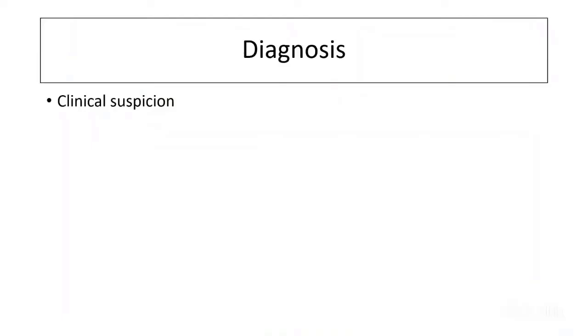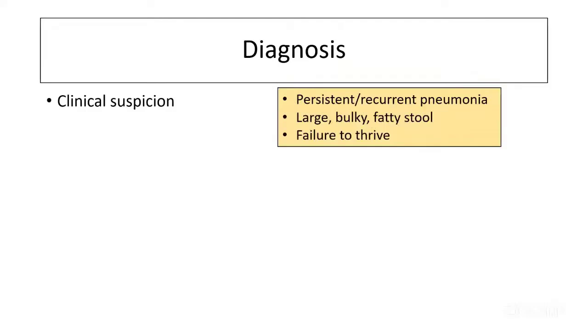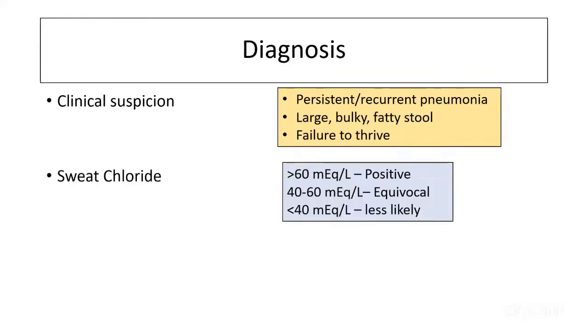Now, diagnosis: how do we make the diagnosis? First of all, on clinical suspicion, the child has recurrent or persistent pneumonia, features of malabsorption, that is fat malabsorption, and failure to thrive. Then we do the sweat chloride test. If sweat chloride is more than 60, it is positive; 40 to 60 is equivocal; and less than 40 makes cystic fibrosis less likely. Mutational analysis we can also do.